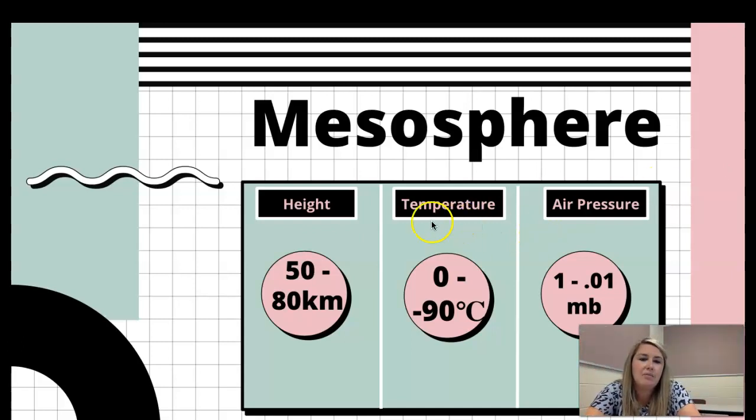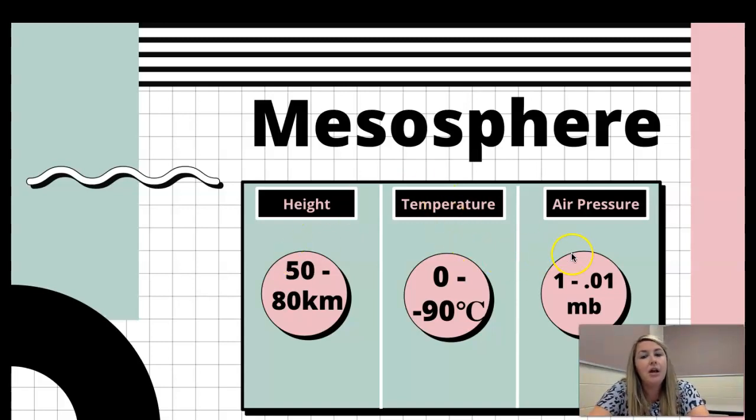For height, the mesosphere starts at 50 kilometers and goes to 80 kilometers, so it's a total of 30 kilometers. For temperature, it's at that 0 degrees Celsius mark which it reached at the top of the stratosphere, and then it gets a lot colder. The mesosphere is the coldest layer of the atmosphere, reaching temperatures of negative 90 degrees Celsius. This is one of the key reasons those hot, barreling meteors break apart, because this layer is so cold.